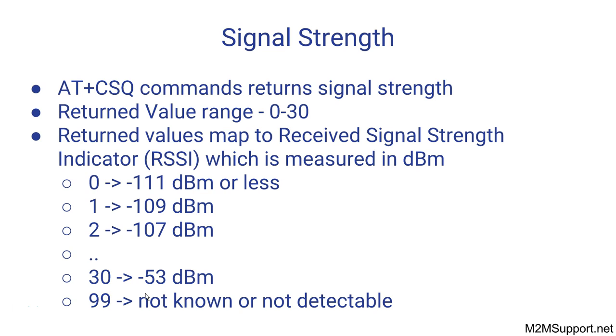As an example, a CSQ return value of 0 maps to minus 111 dBm, which indicates a really low signal strength. However, a CSQ return value of 30 maps to an RSSI value of minus 53 dBm, which indicates a good received power. A value of 99 indicates that the signal strength is not known or not detectable.